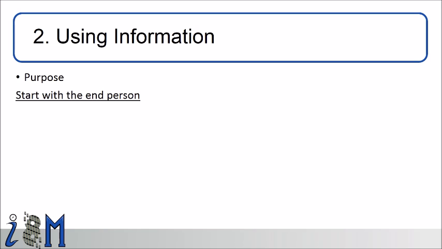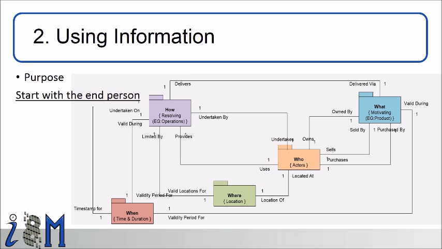So moving on. We're moving on now to using information, and key to this is the purpose. So for particular sets of information, there will be a purpose. For all sets of information, there should be a purpose. And in order to identify that, we need to start at the end of the information journey with the end person. So one of the tools that we can use for this is a Zachman framework, which gives us the who and the where and the when and the how and the what. But we always start with the end person because they're the end consumer.